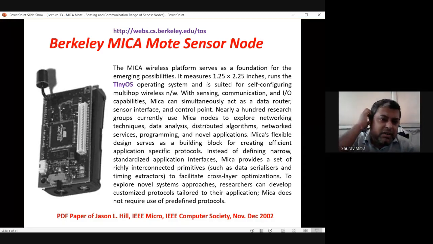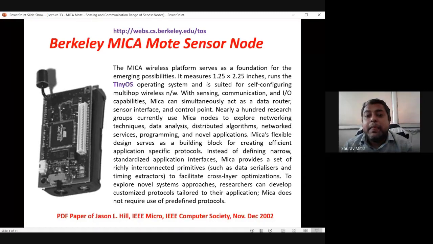So let us see what is the internal structure. This website you can please check. You will be finding all the details related to the Berkeley MICA Mote. The MICA wireless platform is a wireless sensor node. This is the antenna of it, and this is the basic IO pins, and this is the processor, the ATmega 103 which was mentioned. This wireless platform serves as a foundation for emerging possibilities. It measures 1.25 inch by 2.25 inch, so it is a little bigger than a matchbox. But it is tremendously powerful. It runs the TinyOS operating system and is suited for self-configuring multi-hop wireless networks.